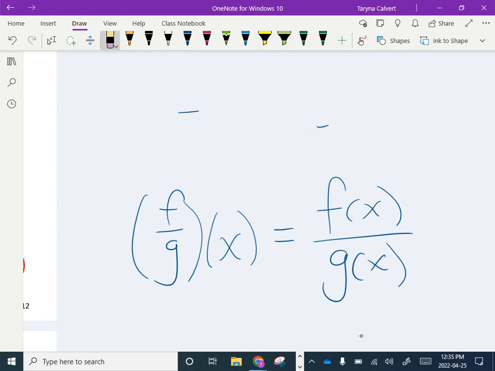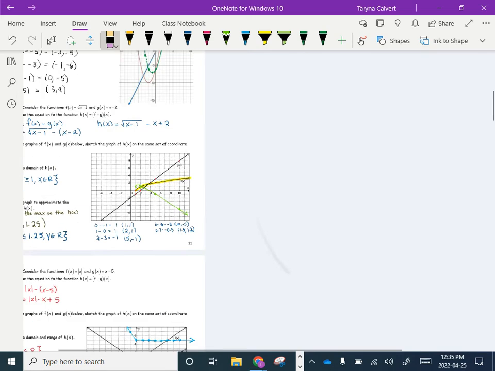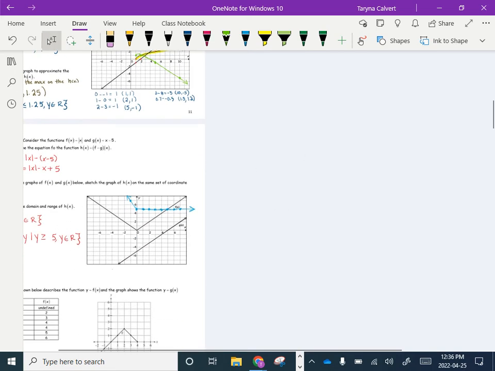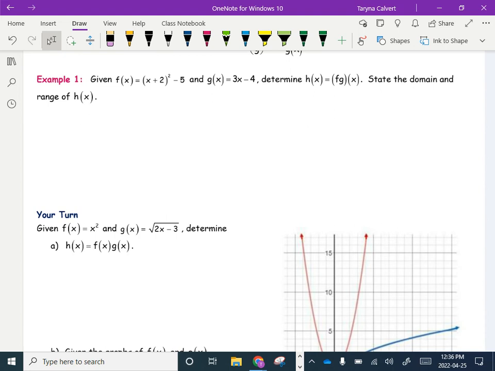All right. So just like last time, guys, I'm going to do a few with you guys, and then I'm going to let you go. Because believe it or not, you've done a lot of these operations without using that notation before. All right. So this first one just says given f of x equals (x plus 2) all squared minus 5, and your g function is a linear function, 3x minus 4, you're going to determine the new h function, right? So the new h function you're going to find by taking your f function and multiplying it by your g function. That's what that means, right? State the domain and range of h of x.